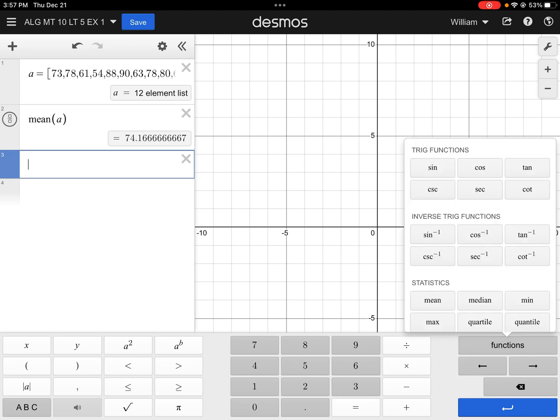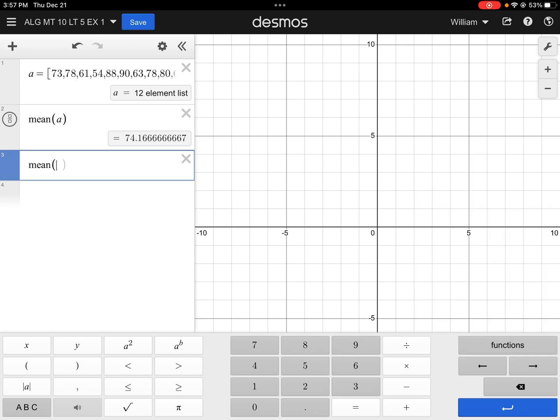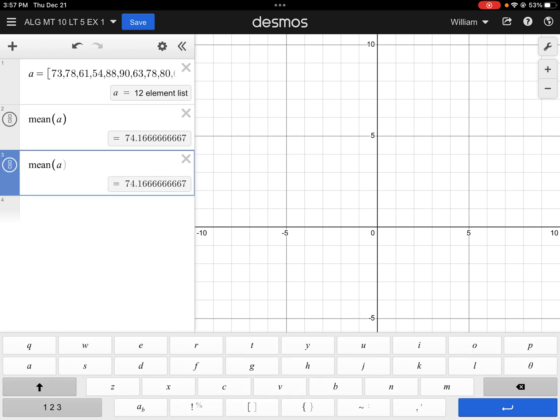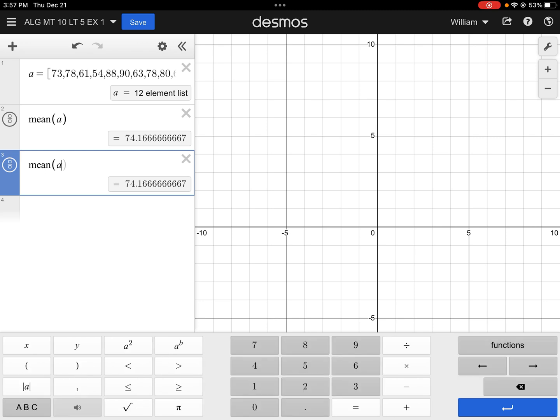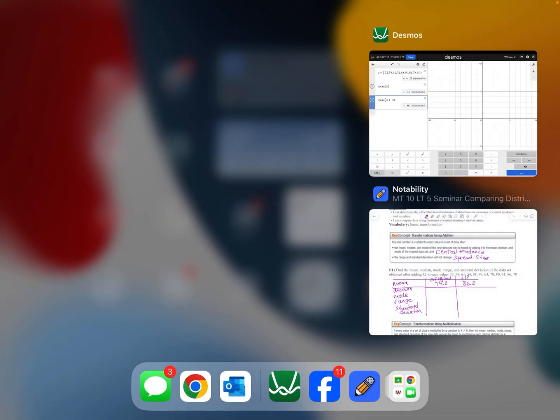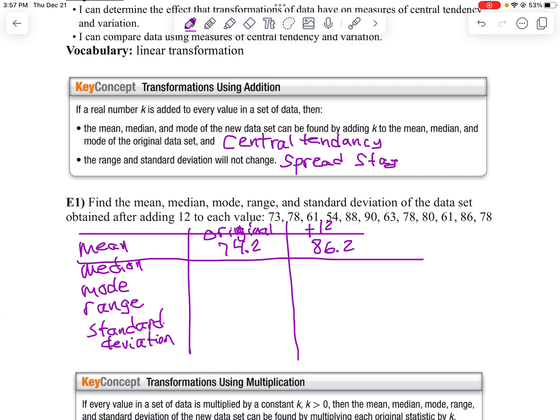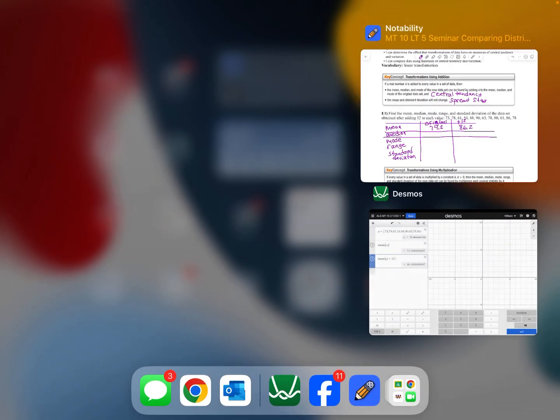If I find the mean, but rather than doing A, I'm going to do A plus 12 in the parentheses. I'm going to take every value of A and add 12 to it. Notice I get 86.2. That verifies what we just said. If I add the same thing to all my data, the mean will change by that same value. The median will be the same thing.